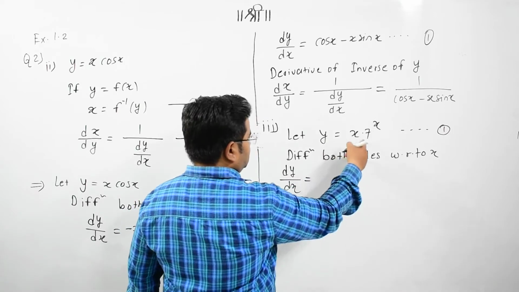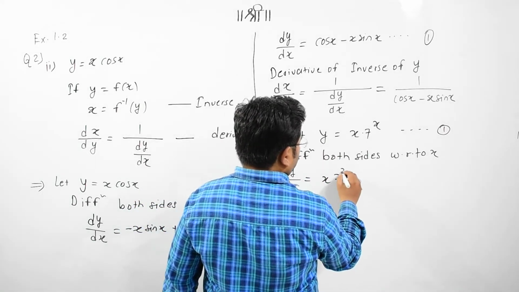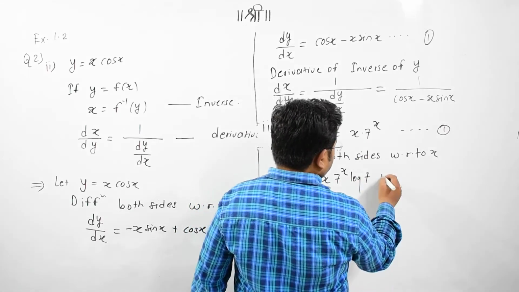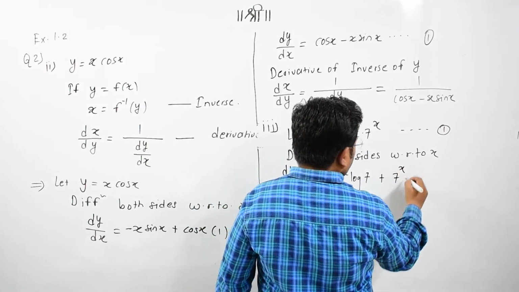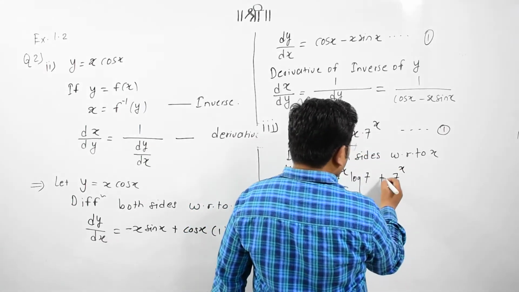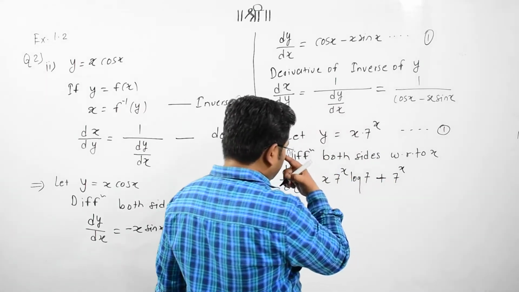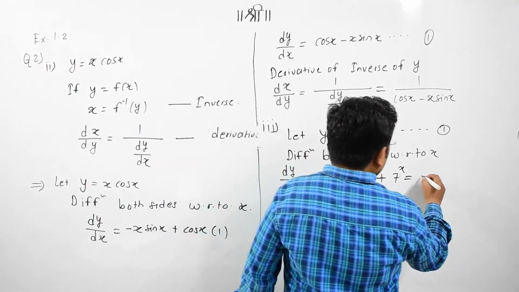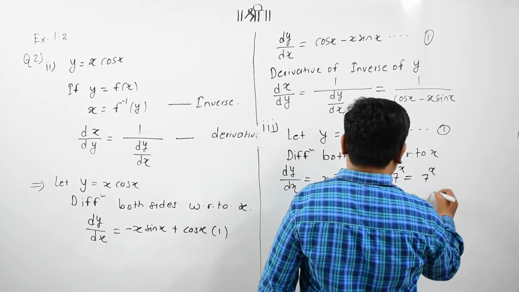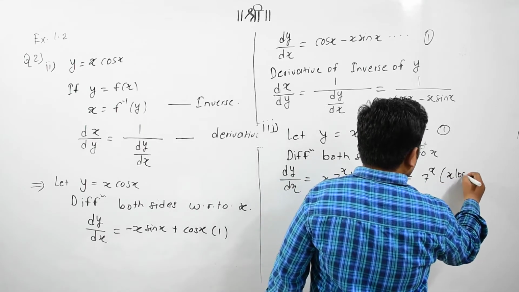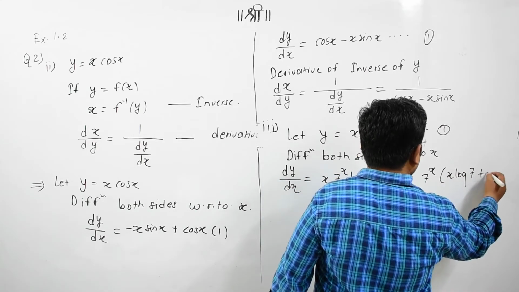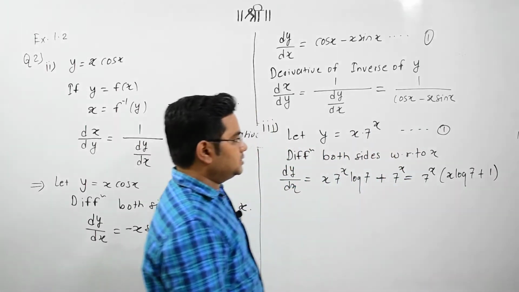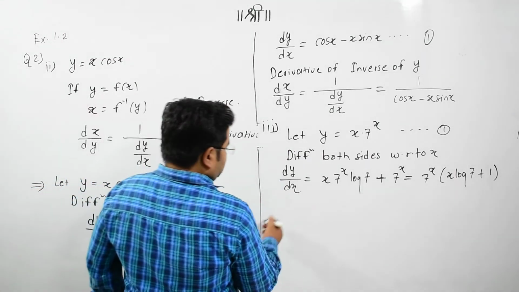dy upon dx. What is this? x into 7 raised to x. So what is the derivative? So log of 7 plus 7 raised to x into the derivative of x, which will be 1. I have no need to write it. Is this sufficient? No, it's not sufficient, so we need to simplify it again. So 7 raised to x into x log of 7 plus 1.